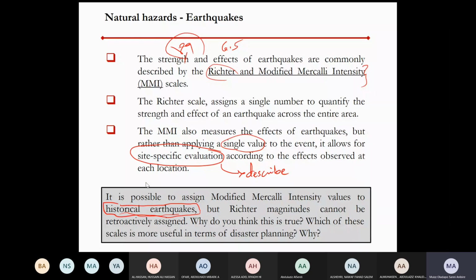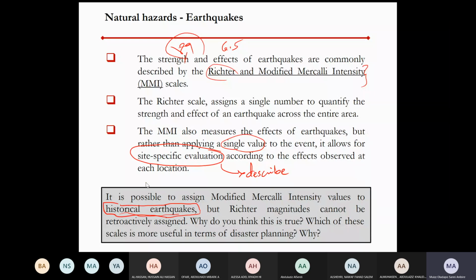to measure those earthquakes. So when you want to say which one of these tools might be useful in terms of disaster planning and why? Well, both of them may be useful in the sense that for the earthquakes with numbers, they could be used by scientists.